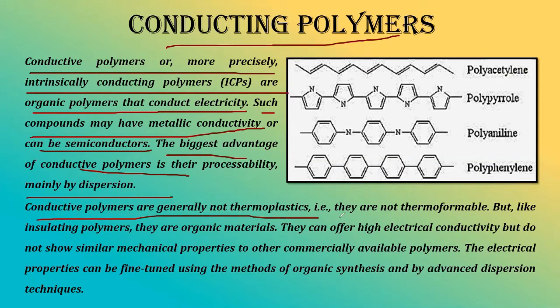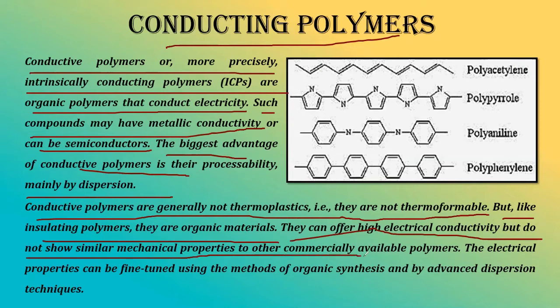Conductive polymers are generally non-thermoplastics. They are non-formable. But unlike insulating polymers, they are organic materials that offer high electrical conductivity but do not show the same mechanical properties as other commercially available polymers. So basically, they're non-thermoplastic, that means they're thermosetting polymers, number one. Number two, they do not show any insulating property, rather they show electrical conductivity, but their mechanical properties are similar to that of the other polymers.